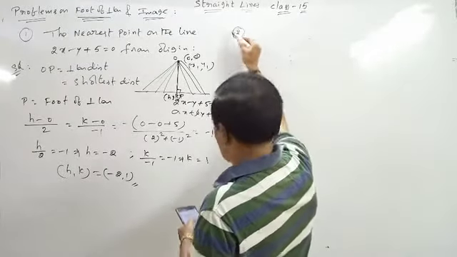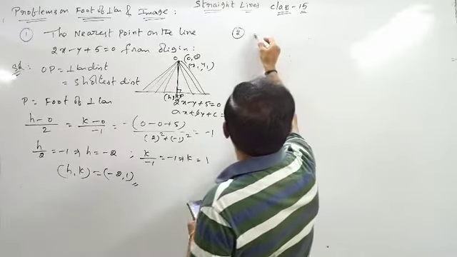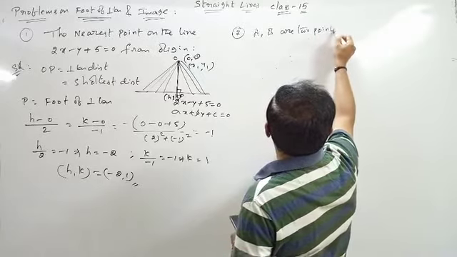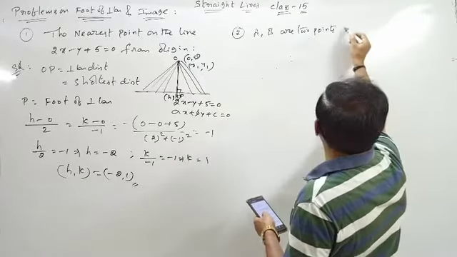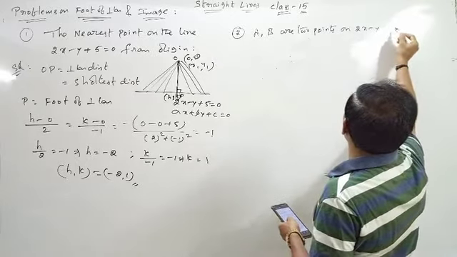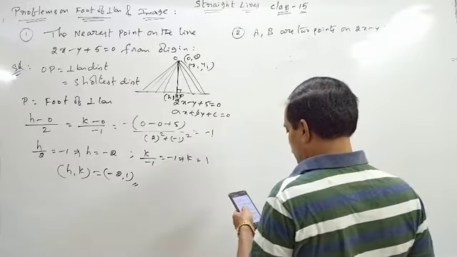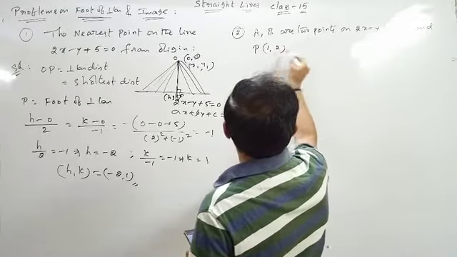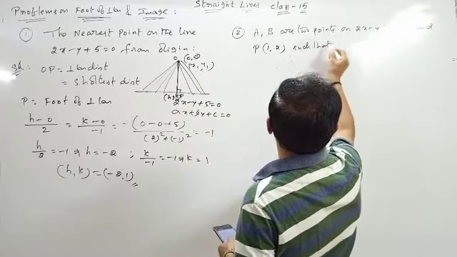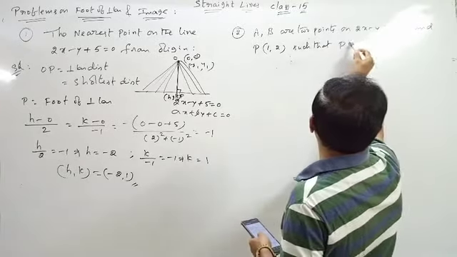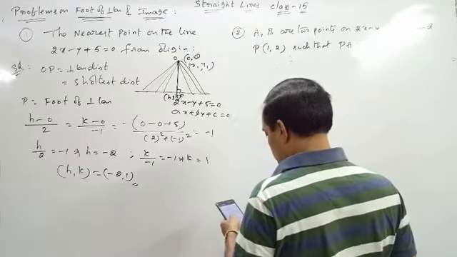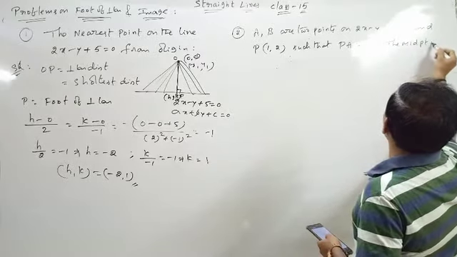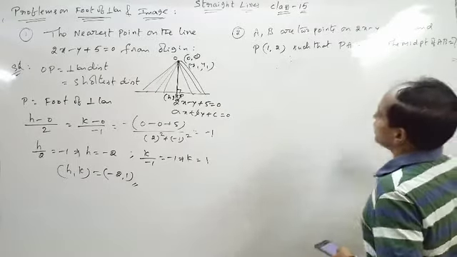Next question. A comma b are 2 points on 2x minus y plus 3 is equal to 0, and P(1, 2) such that PA is equal to PB. Then the midpoint of AB, then midpoint of AB is equal to what is that point?